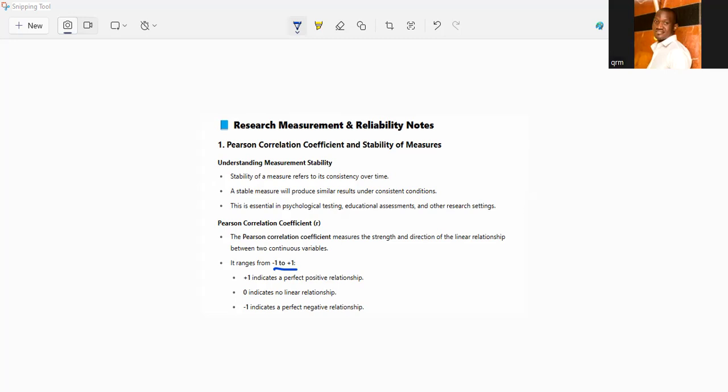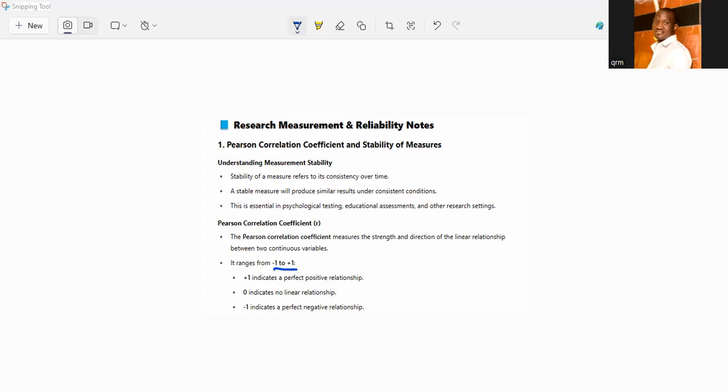Anything above 50% is a strong relationship. If you have 0.80, it is a very high relationship. Between 60 and 79, it's moderate. Less than 60, it is low stability. These are the concepts you need to understand, because I found situations where people are doing their defense and they're not understanding these things from our QM. So we need to understand the interpretation of these figures.